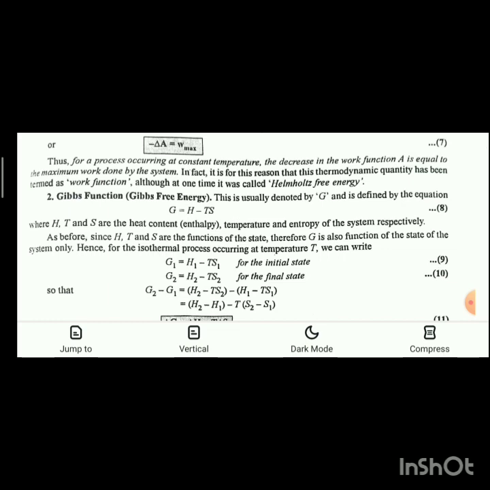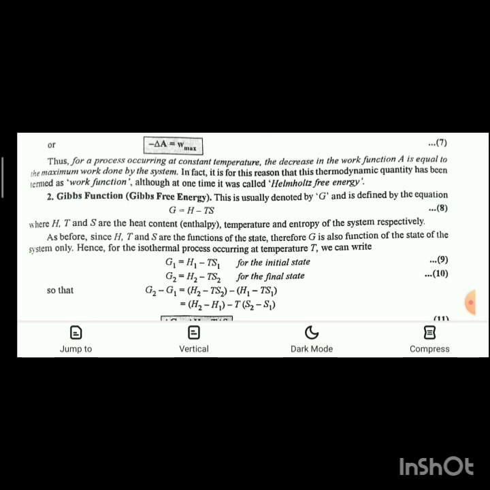In fact, it is for this reason that this thermodynamic quantity has been termed as work function, although at one time it was called Helmholtz free energy. Number 2. Gibbs function, Gibbs free energy.